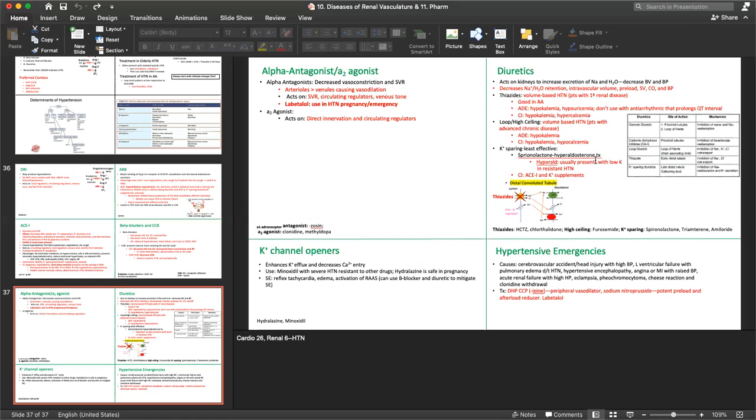Spironolactone is going to be a potassium sparer. So we're going to have increased potassium. That's not good to use with something like an ACE inhibitor or ARB that can also increase our potassium. And if a patient has hyperaldosteronism, somebody with low potassium and really resistant hypertension, that would be good to use for them.